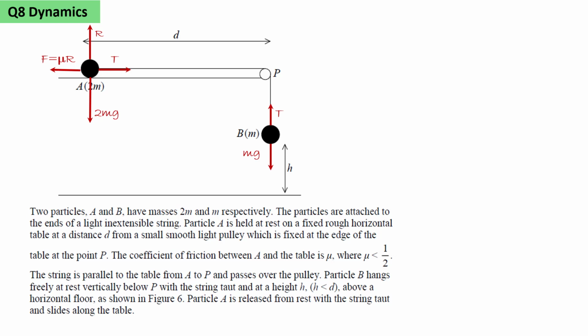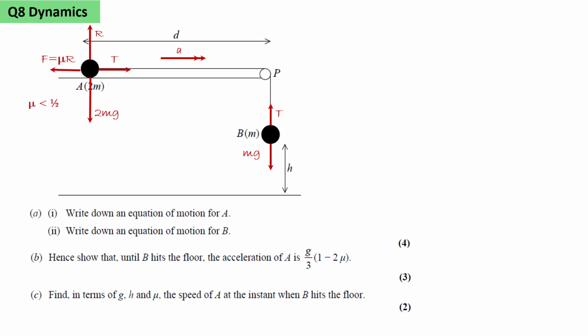Particle A is held at rest on the fixed rough horizontal table at a distance d from the small smooth light pulley fixed on the edge of the table. We let little a represent the acceleration of both of the particles. We're told μ is less than a half. We're asked to write down the equation of motion for A.